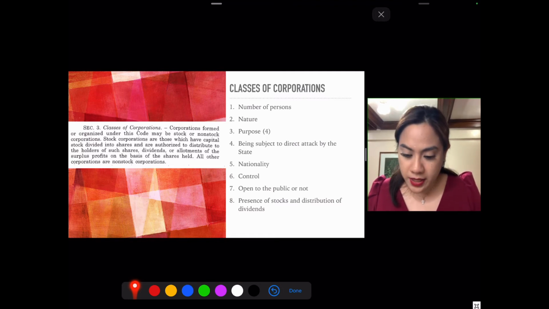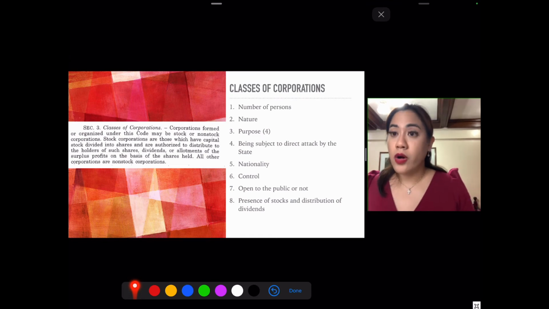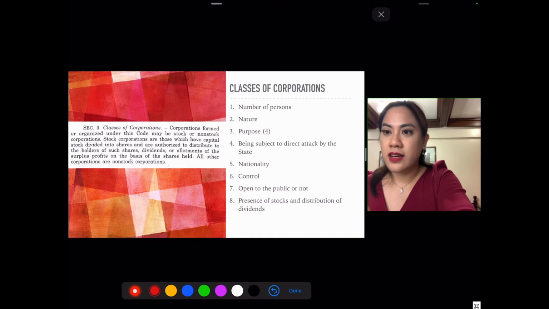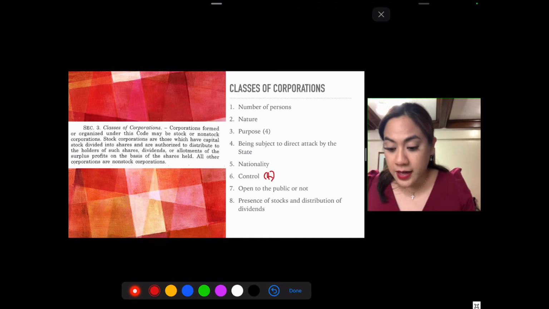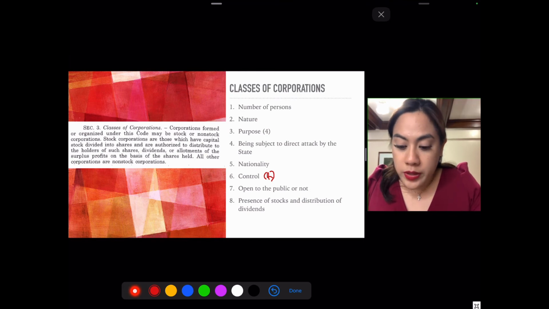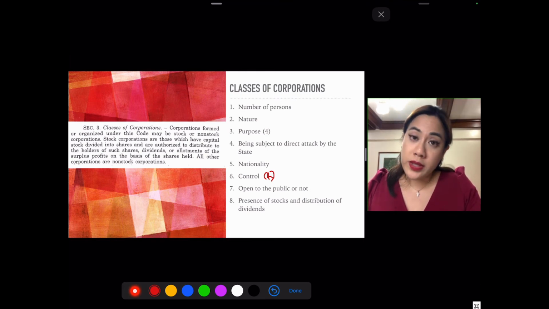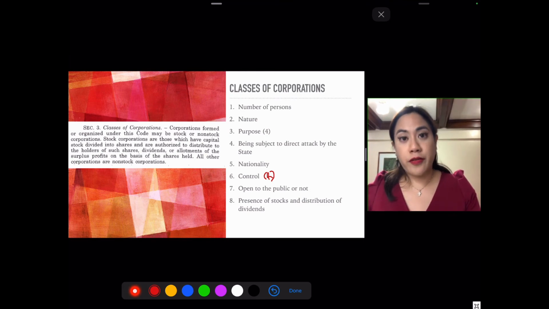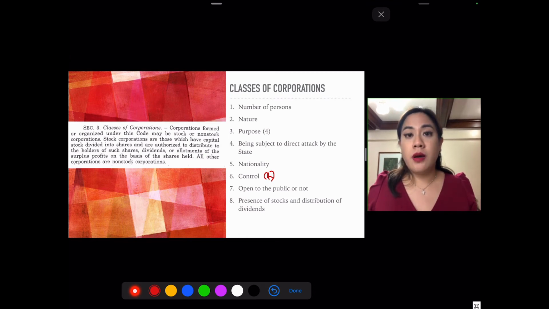Now, number 6, as to the control, there are also 4. And please pardon, I forgot to write it down. I will not write down na how many each have. Number 1, there is the holding or parent corporation, the one that controls another corporation. Number 2, on the other hand, there is the subsidiary corporation, or the corporation that is being controlled by the parent. Number 3, there is an affiliate corporation, which means it is a member of a group of companies.